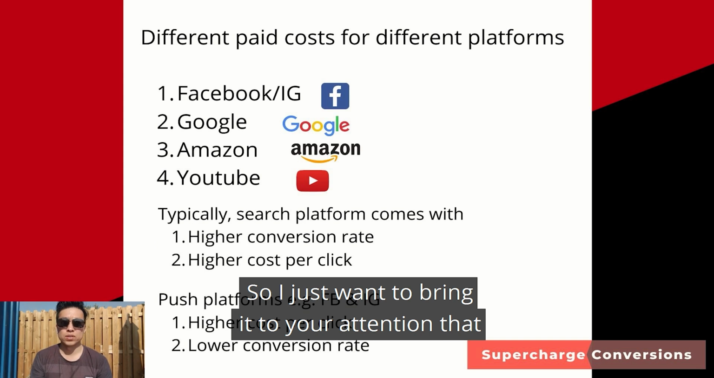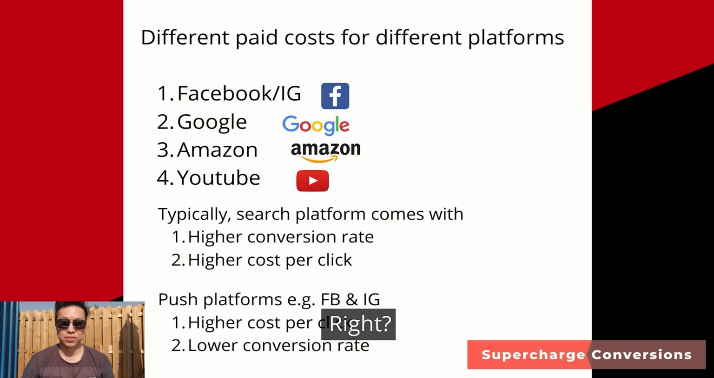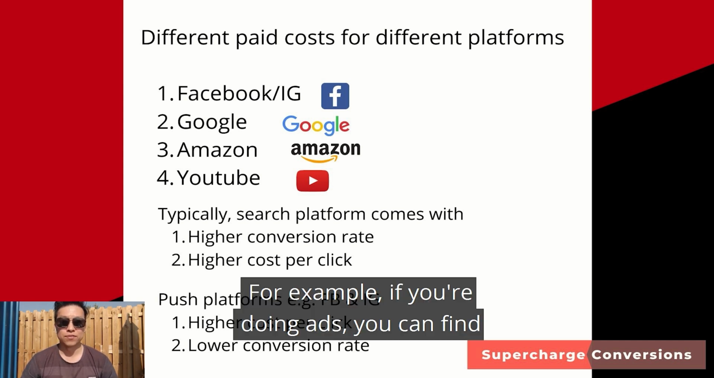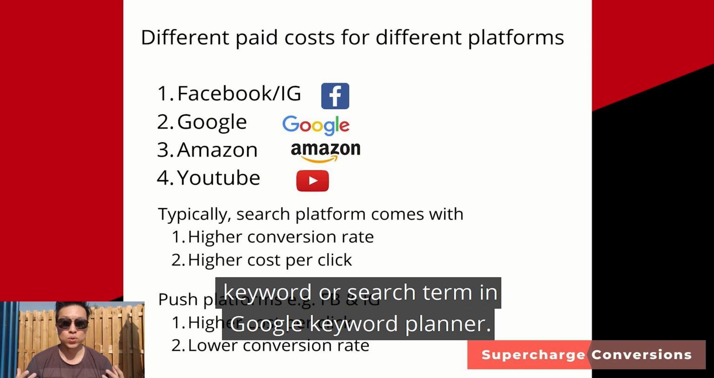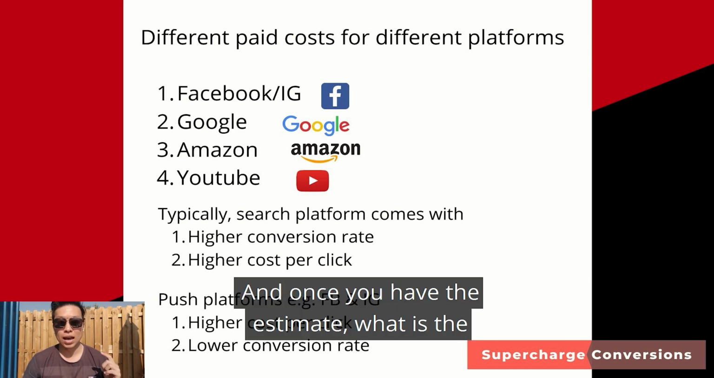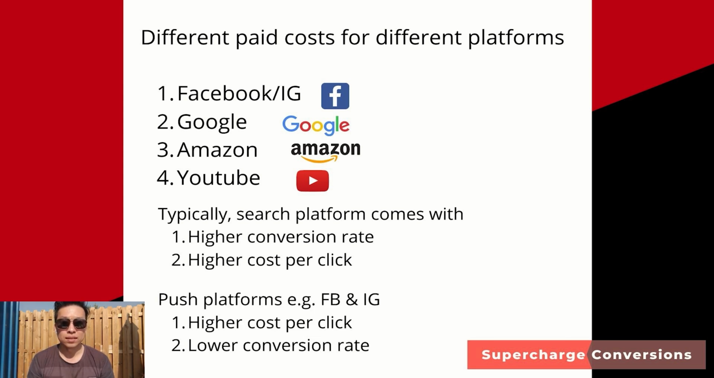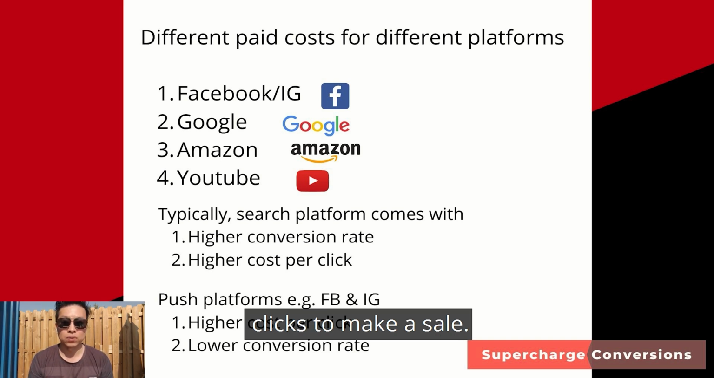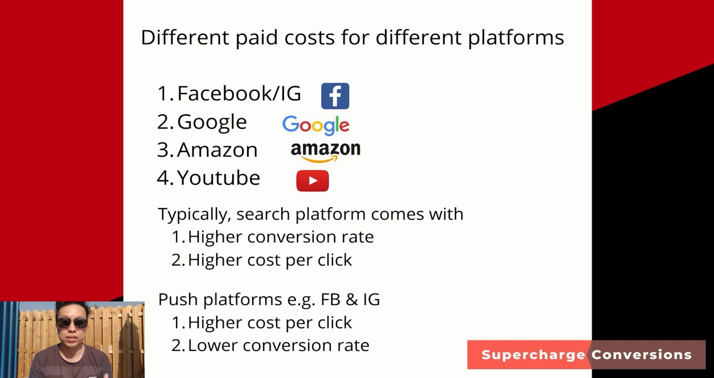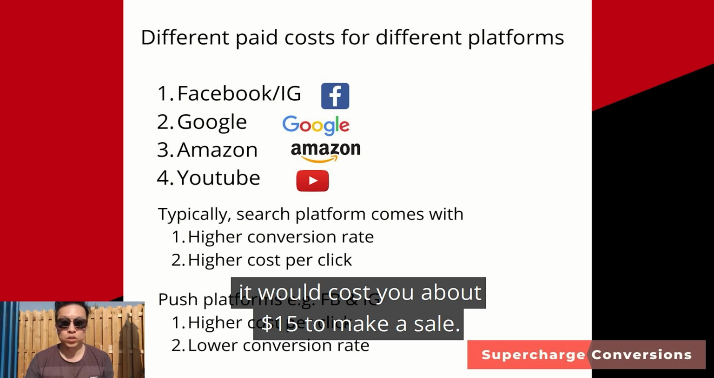So I just want to bring it to your attention that different platforms have different associated costs for advertising, right? For example, if you're doing ads, you can find out the average cost per click for a particular keyword or search term in Google Keyword Planner. And once you have the estimate, what is the minimum conversion rate you need to break even? Say if the math is such that you need 50 clicks to make a sale, and on Google Keyword Planner you find out that it's going to cost you 30 cents per click by estimate, then it would cost you about $15 to make a sale.